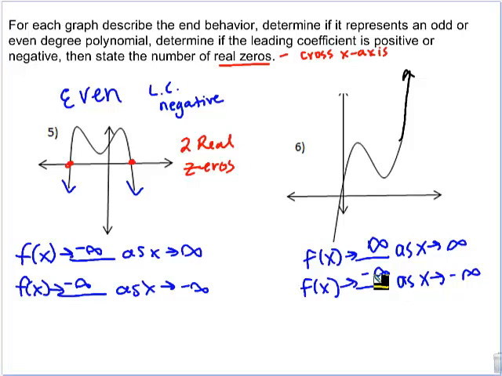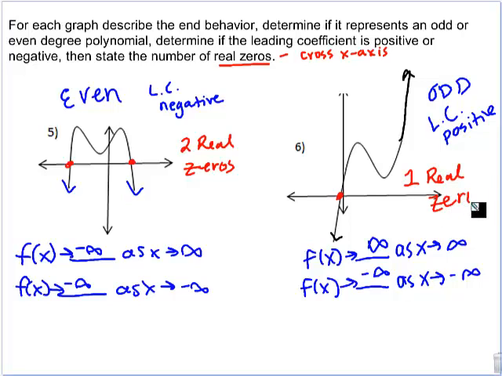Is this an even or an odd function? Odd. This is odd because if we look at our two ends, they're going off in opposite directions. So this would be an odd function. The leading coefficient here is going to be positive. Yep, and how do we know it's positive? The right one goes up. Yep, the right side here is going up. And then how many real zeros would we have? We have this one real zero right here where it crosses. Is that okay?